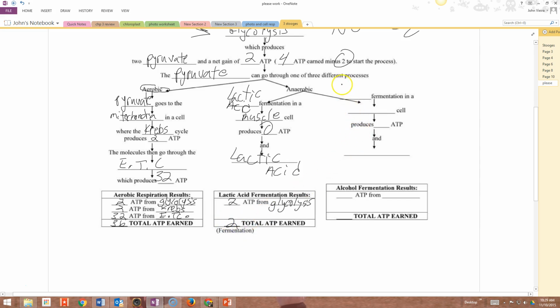Or it can go to what other type of fermentation? Alcoholic. What type of cells do that?